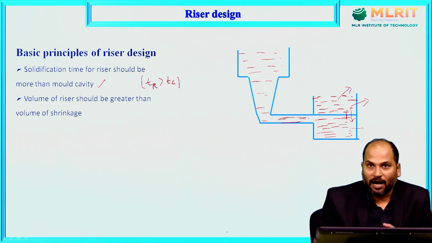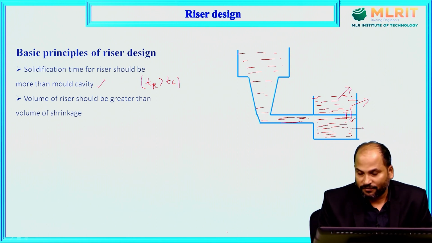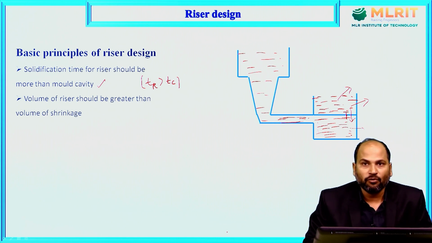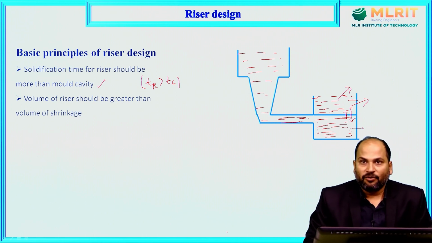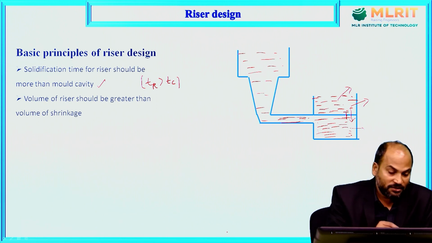The second condition is how much metal should be there in the riser so that it can come and fill the mold cavity. It is obvious that whatever volume contraction has occurred in the mold cavity, we need to fill. So the volume of metal in the riser should be sufficient to fill the volume shrinkage that occurred in the mold cavity. That is the second basic requirement of the riser: the volume of the riser should be greater than the shrinkage volume.